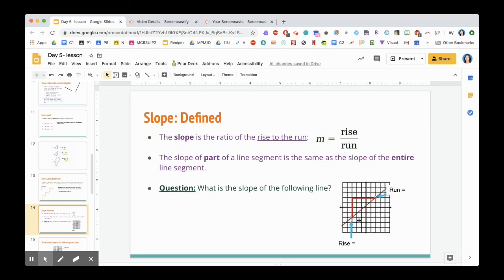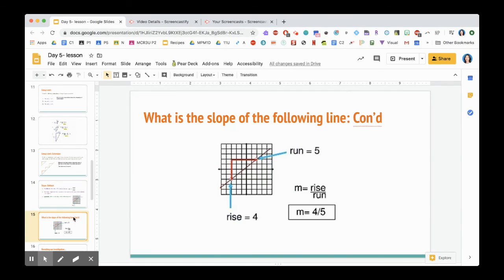So I am noticing that, all right, I see a rise: 1, 2, 3, 4, a rise of 4, and a run: 1, 2, 3, 4, 5, a run of 5. So when we put that together, we have slope is equal to 4 over 5.